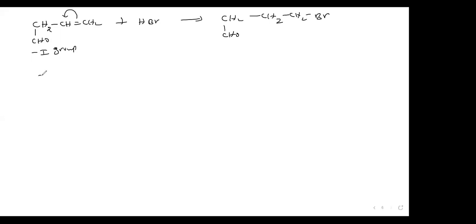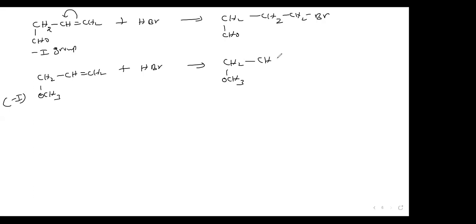Okay, in the same way, CH2, CH double bond, CH2. This is OCH3 plus HBr. Here also we will be getting a minus I group. Electron is pulled. So we will be getting CH2OCH3 plus CH2CH2Br. Till here is fine.